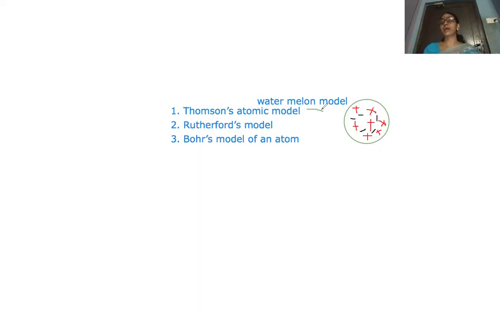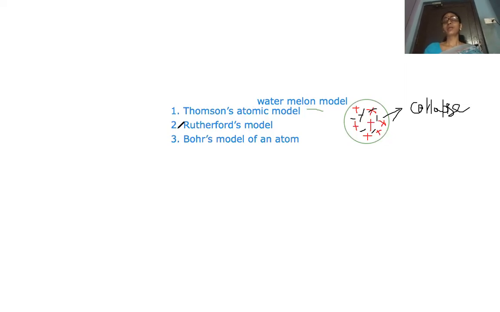According to Thomson's model, if the positive charge is spread out and electrons are also there, the positive and negative charges would cancel, so the atom should collapse. Are we able to see the atom collapse? No, the atom is not collapsing. As Thomson could not explain the stability of the atom, a later model was proposed by Rutherford.